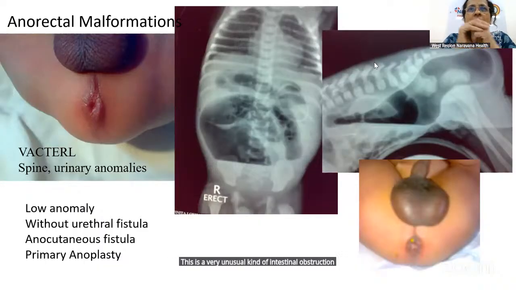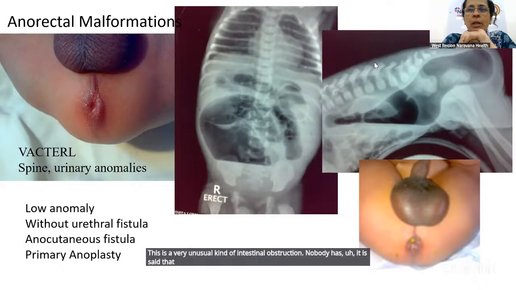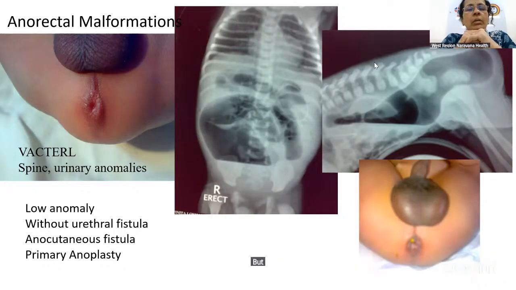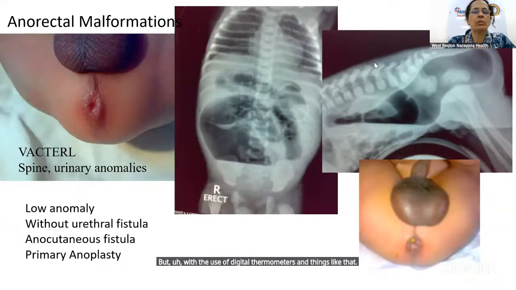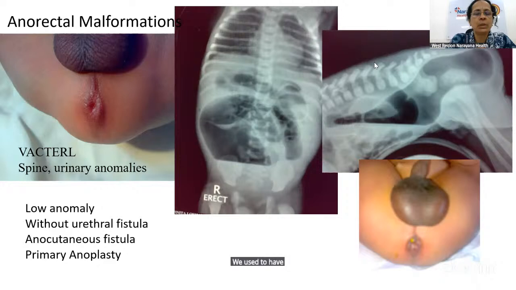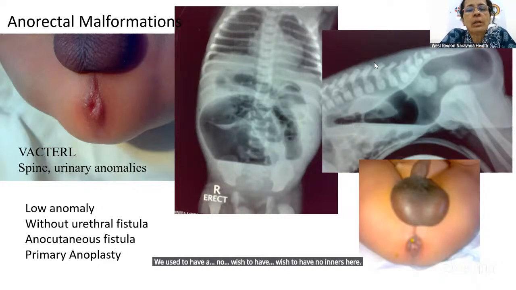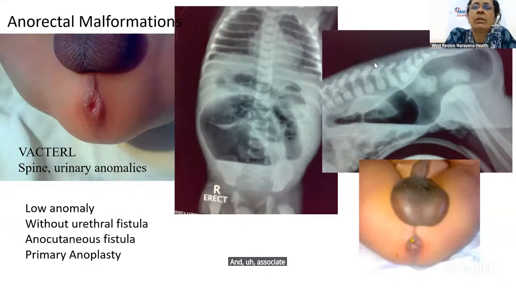It is said that the first temperature should be taken as a rectal temperature so that you don't miss an anorectal malformation. But with the use of digital thermometers and things like that, this baby was missed to have no anus here. They took an X-ray thinking that it is intestinal obstruction.